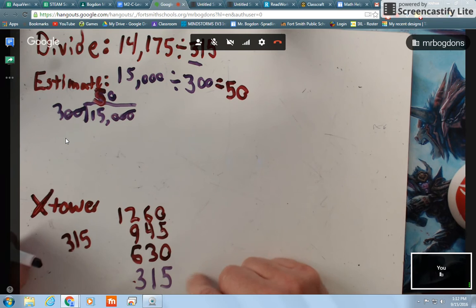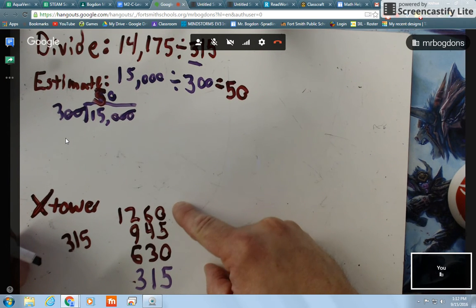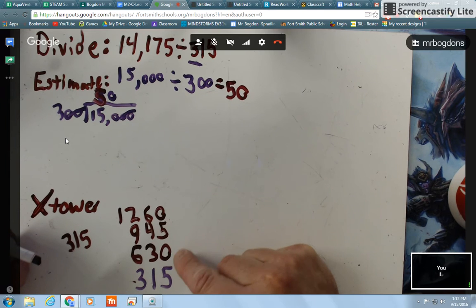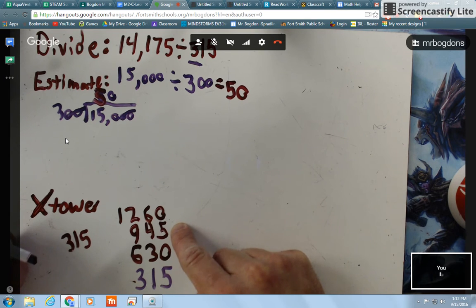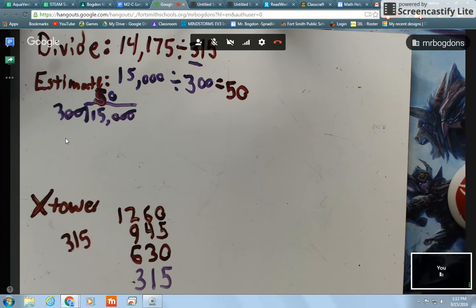And that makes sense because think about this from the standpoint of minutes. How many minutes are in an hour? 60. How many minutes are in a half hour? 30. How many minutes are in a quarter hour? 15. 3 quarters, 45. So whenever I'm adding 15s, I can use this pattern, right?